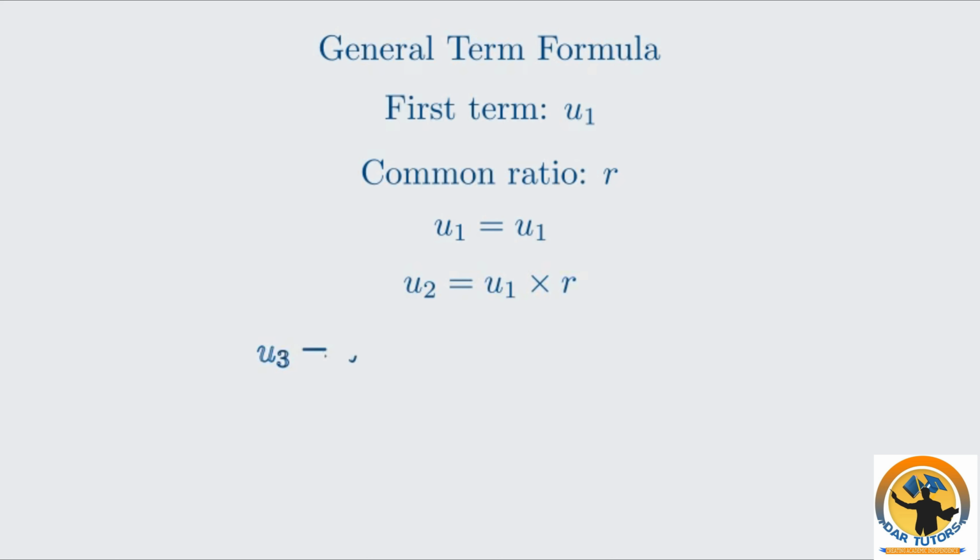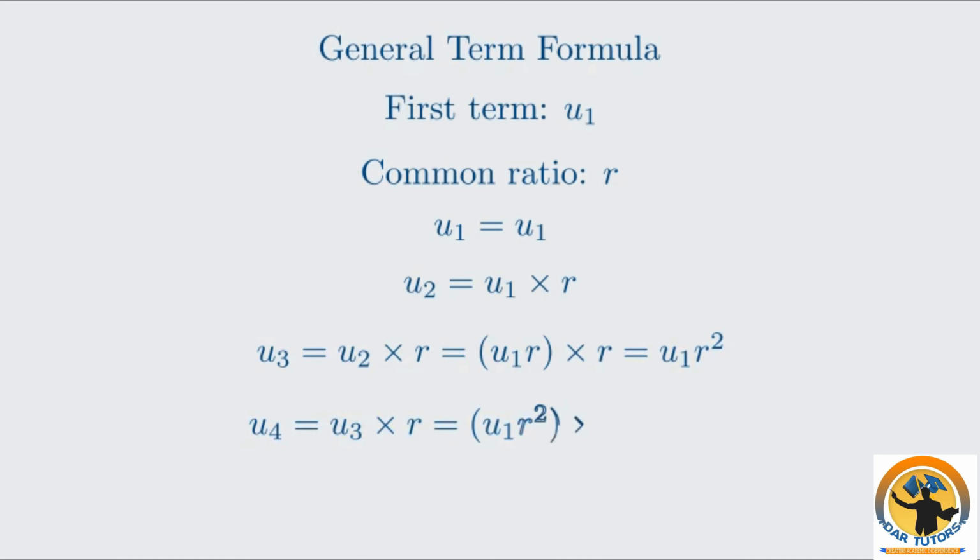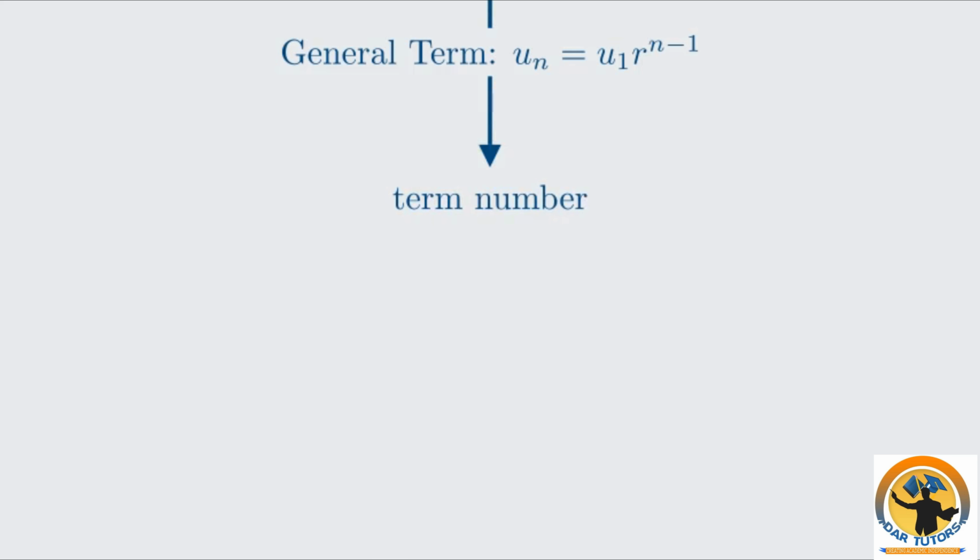For the third term, u_3, we multiply the second term by r. That's u_1 times r times r, which simplifies to u_1 times r squared. Following this pattern, the fourth term, u_4, would be u_1 times r cubed. Do you see the pattern emerging? The power of r is always 1 less than the term number. For the nth term, u_n, the power of r will be n minus 1. This gives us the general term formula: u_n equals u_1 times r to the power of n minus 1.